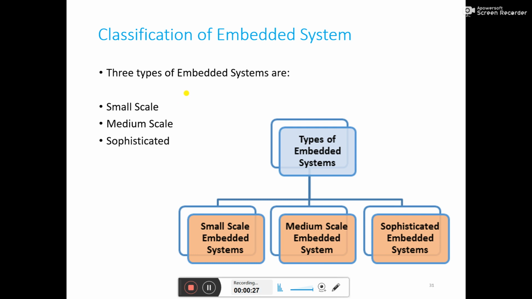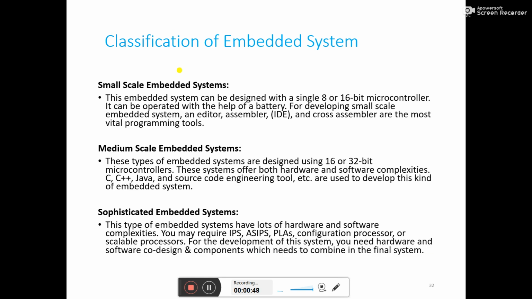There are three types of classification of the embedded system. One is the small scale embedded system, another is the medium scale embedded system, and another is the sophisticated embedded system. These three types are available in the market, and we should learn these things according to their use. So let's discuss these things.